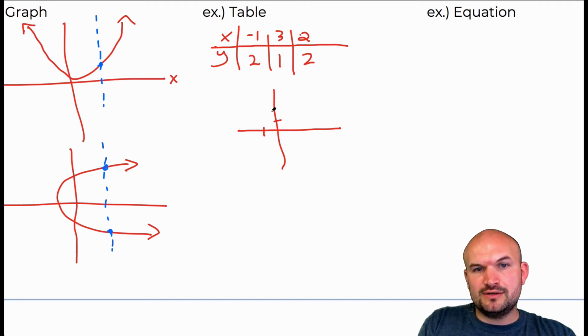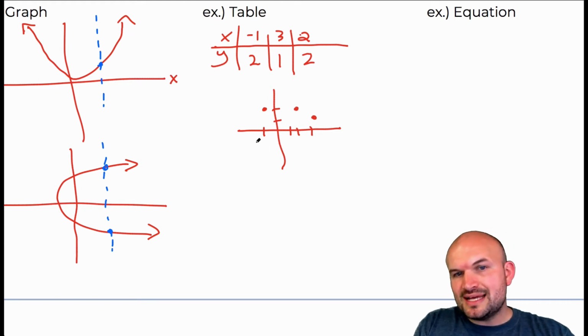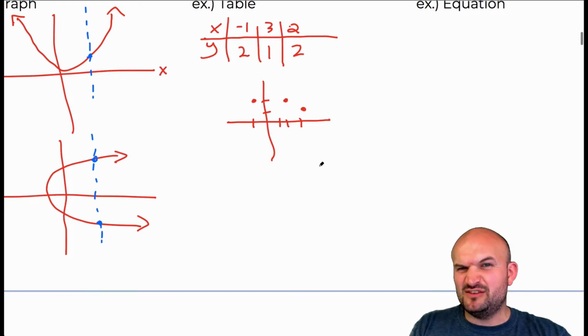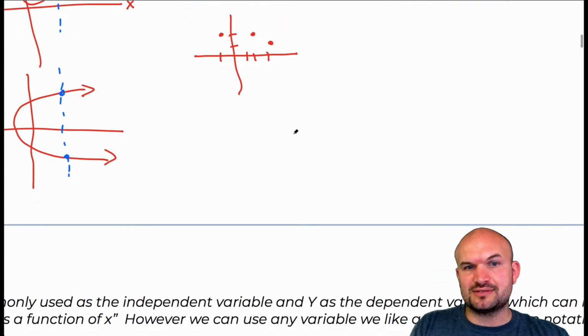At -1 goes to 2, at 3 goes to 1, and at 2 goes to 2. So again, you can see that for each x value, we uniquely have one y value. So therefore, this is a function, even though it's not continuous like the previous examples.